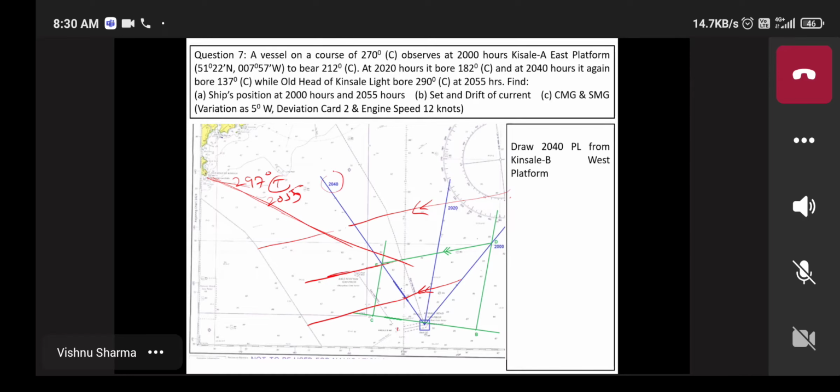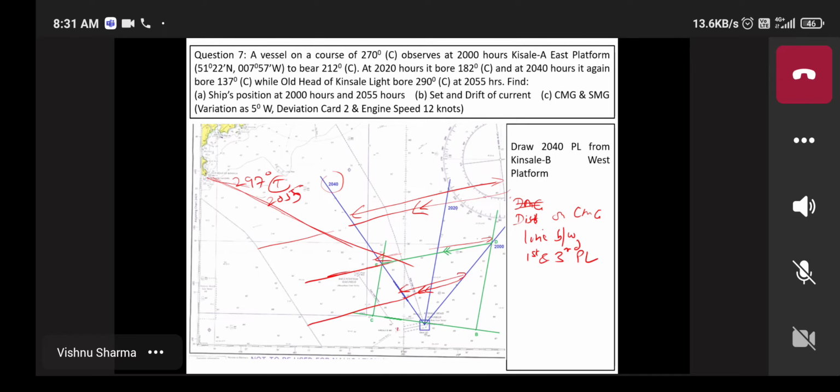Now from 2040 to 2055, how much is the duration, beta? 15 minutes. You measure the distance from D to E. In the green case, it will be this distance. In the second course made good, it will be this much distance. In the third, this much. This is not the actual distance made good because these are not the ship's position. You find the distance on the CMG line between the first and third PL. Measure the distance on the CMG line between the first PL and third PL.